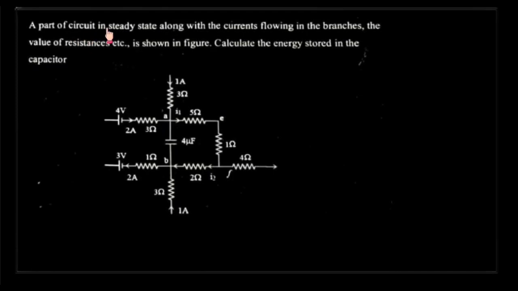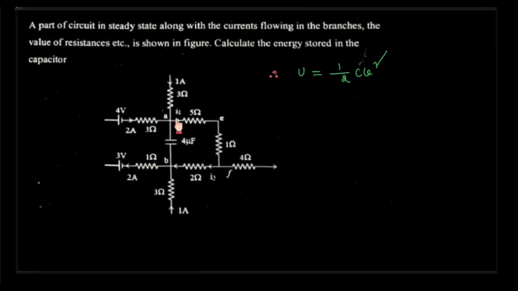A part of a circuit in a steady state is shown along with the current flowing in the branches and the values of resistance etc. Calculate the energy stored in the capacitor. Energy stored in the capacitor can be written as U equal to half CV square, where V is the voltage across the capacitor. Now we have to find the voltage across the capacitor.